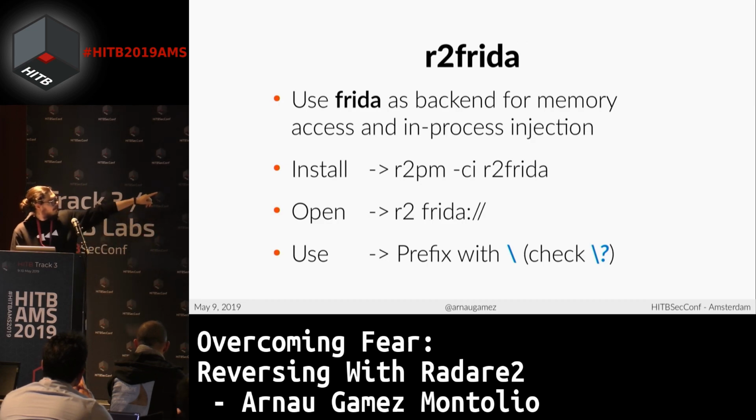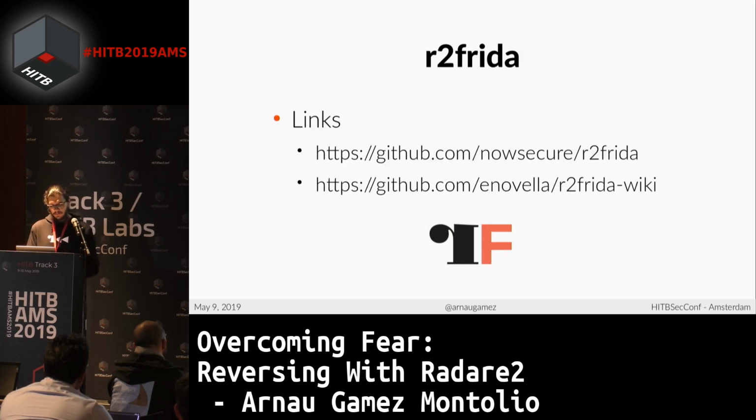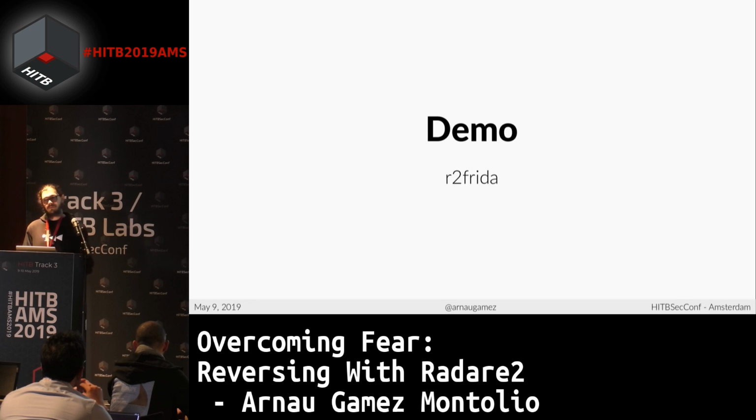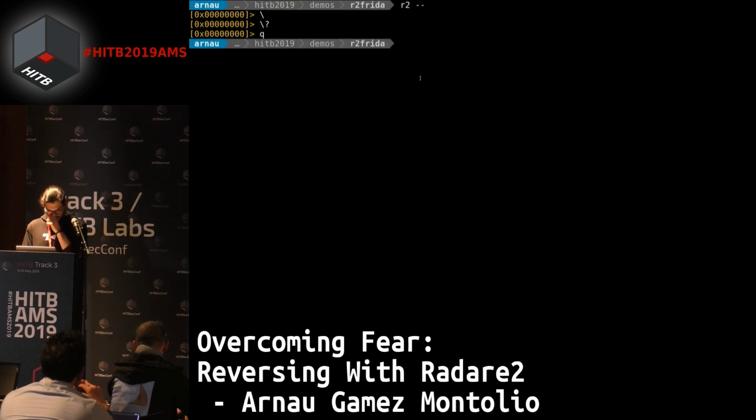So to spawn a Frida session, we just run r2 with frida. This is the hack to open a process, an actual process, by name of the process, by process ID, or even other stuff, local, remote, anything. And that's it. Those are links to R2Frida, the actual tool, and an unofficial wiki, which is being developed by Eduardo Novella, a friend of mine, which is really cool. And I will show you a very quick demo of what R2Frida can do. And that will be it.